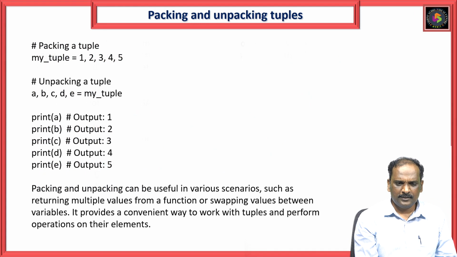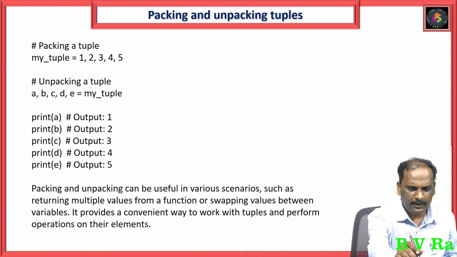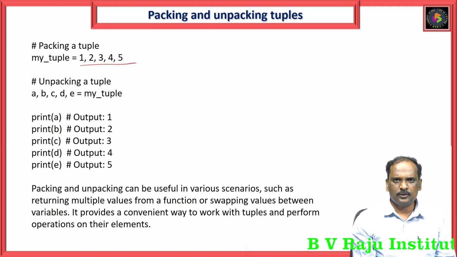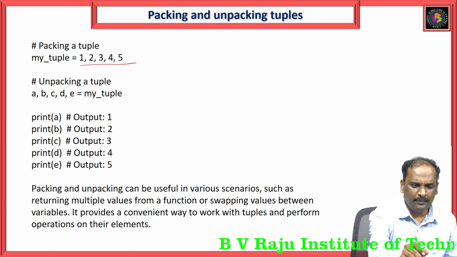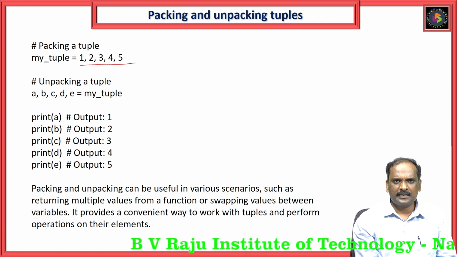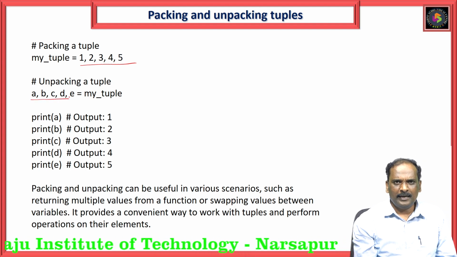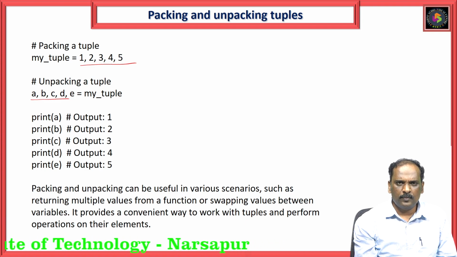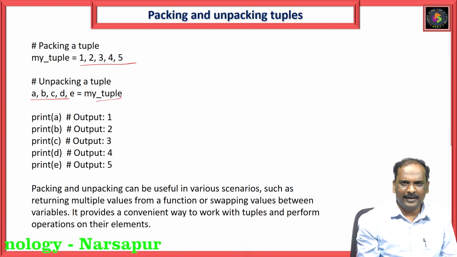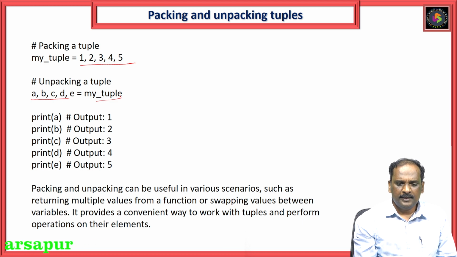So next example is what we have seen now. Now my tuple is containing 5 values. This is called as packing. Here unpacking means, since my tuple is containing 5 values, on the left side I need to take 5 variable names separated by comma, A, B, C. Right side it is the tuple variable, my tuple.